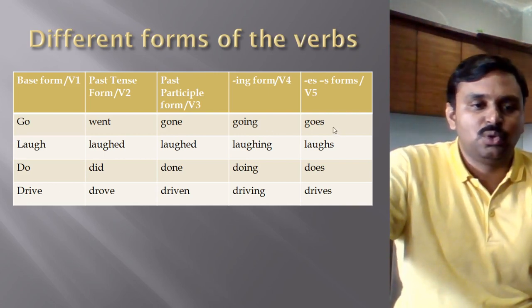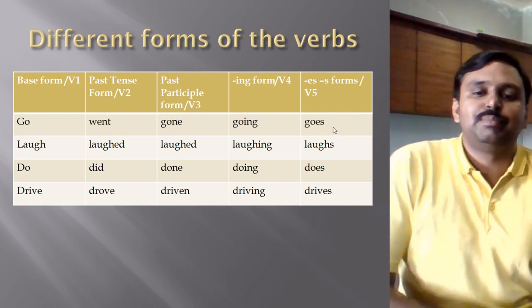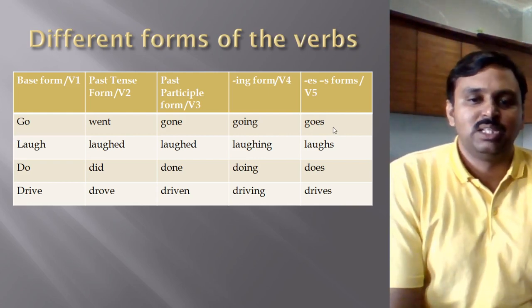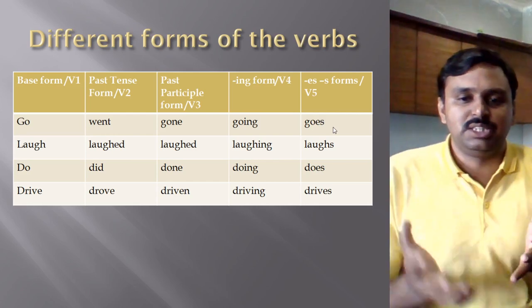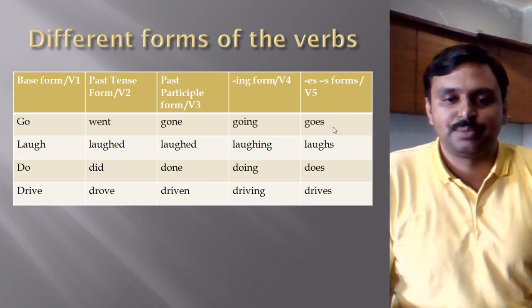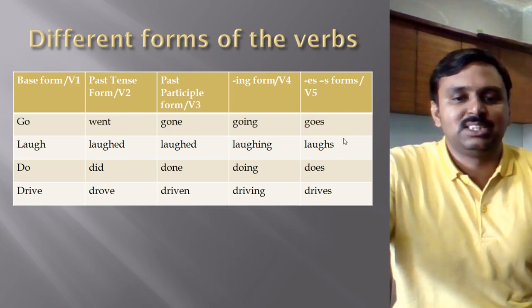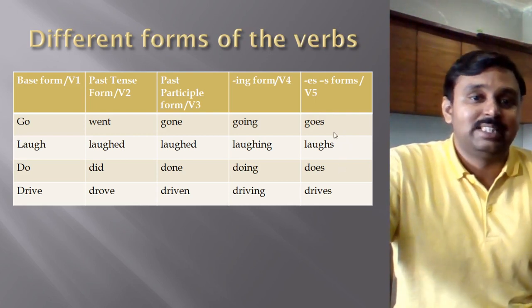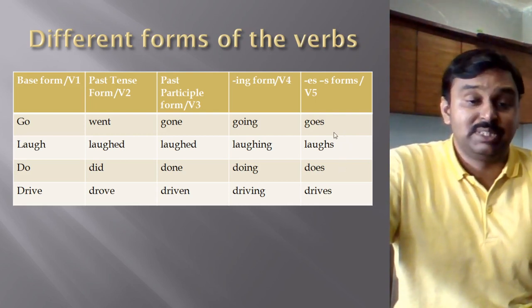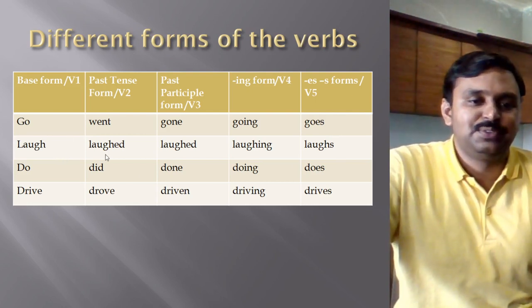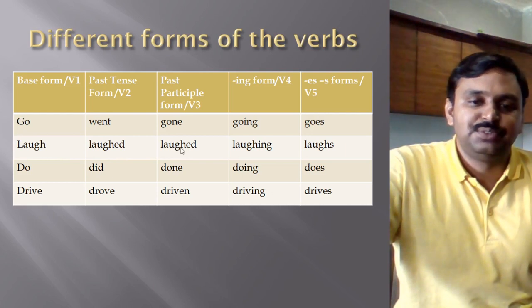And now this go is also used in the simple present tense with he or she or it in the es form, like he goes or she goes or it goes. Are you getting it? Remember, the es form we don't use in all the tenses, only in simple present tense, and that too only with third person pronouns. Look at this second verb. It's laugh, laughed, laughed, laughing and laughs.